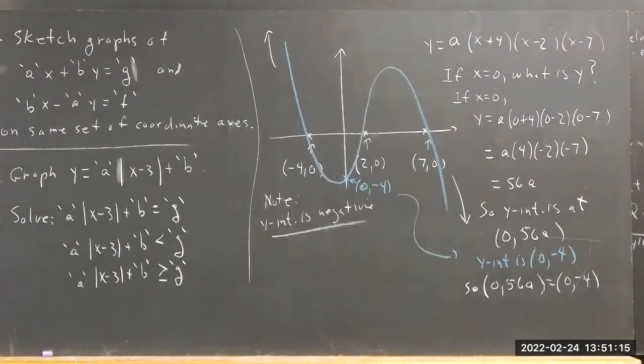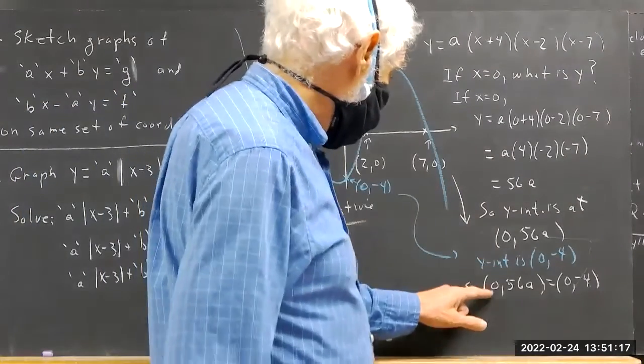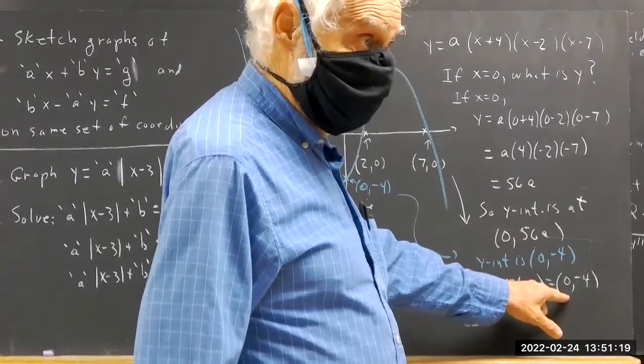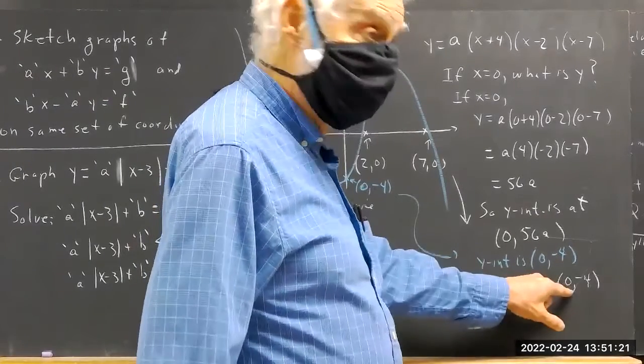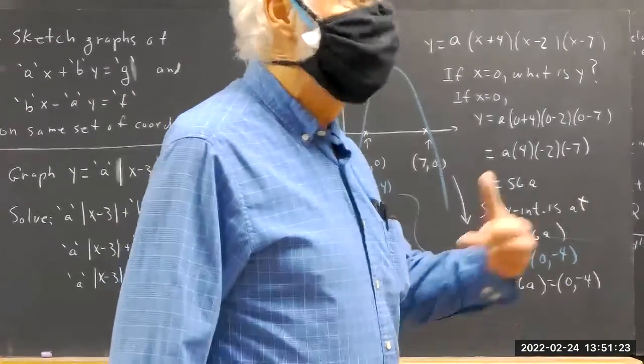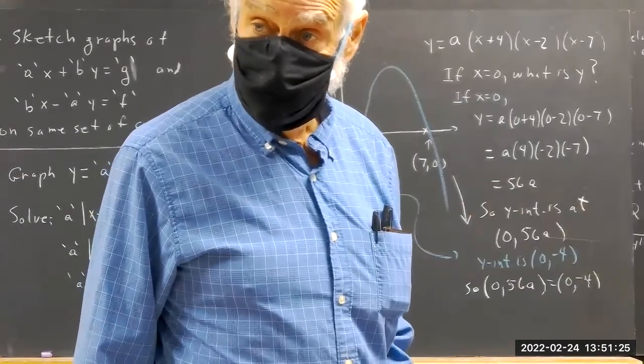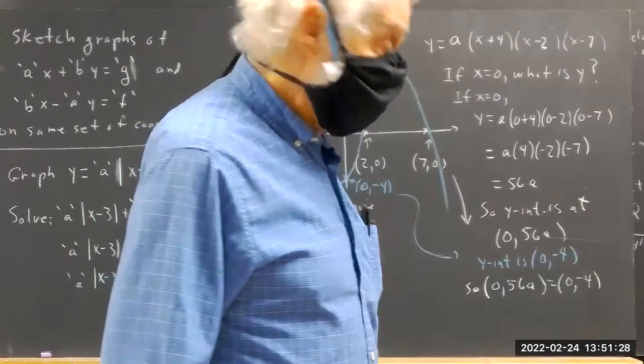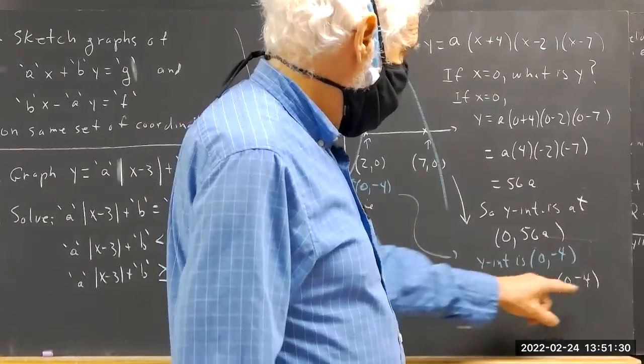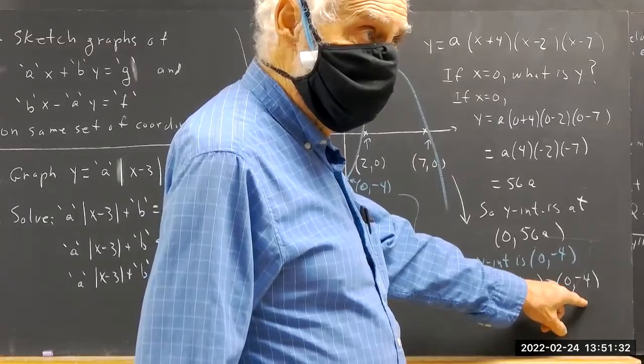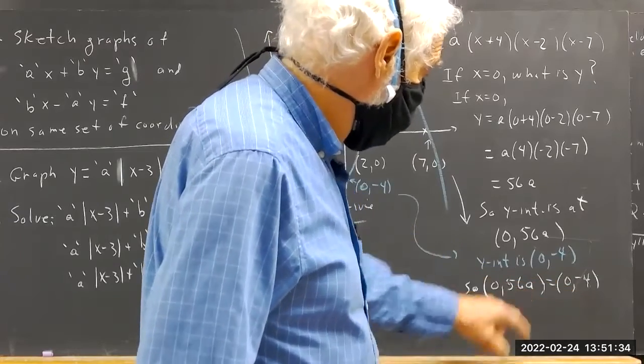Now, that means the first coordinate has to be the same, right? Well, it is, because first coordinate 0, first coordinate 0. The second coordinate also has to be the same, right? Now, if 56a is the same as -4, then what does a have to be?